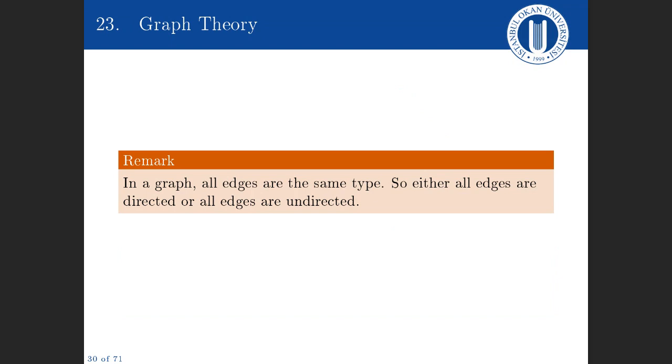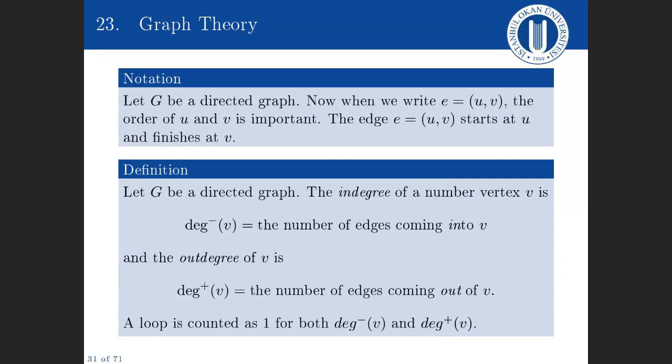In a graph, all of the edges are going to be the same type. So they're either going to be all directed or they're going to be all undirected. Let G be a directed graph. Now, if we write E is the edge from U to V, then the order of U and V is important. This means the edge which starts at U and finishes at V. We can talk about degrees in a directed graph, but we have to have two types of degrees. An in degree, that's the number of edges coming into V, and an out degree, that's the number of edges coming out of V. If we have a loop, we count it as 1 for both the in degree and the out degree.